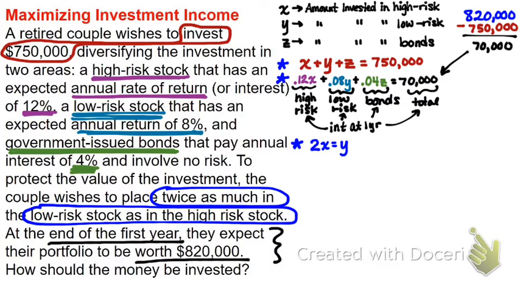Now which account has more money in it? Y, which is my low risk account. And that's what we said we wanted, right? The low risk account should have more money in it than the high risk account does.